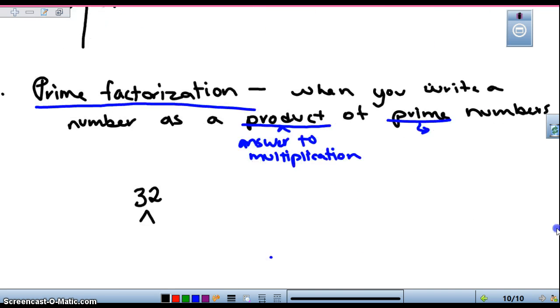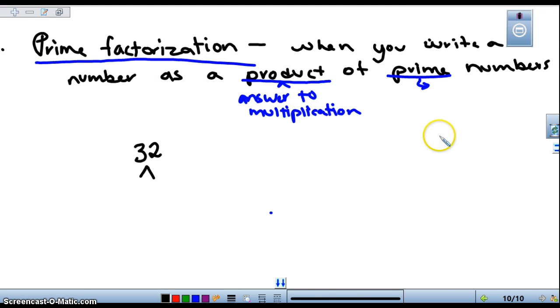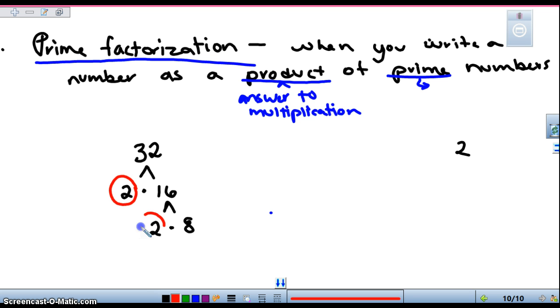So if I need the prime factorization of 32, the first prime number is 2. 2 times what is 32? Okay, 16. Is 2 a prime number? I'm going to circle it. 16. Is 16 prime? No, 16 is not prime. We need what prime number times something else equals 16. So I heard 2 times 8. 2 is prime. Is 8 prime? No.